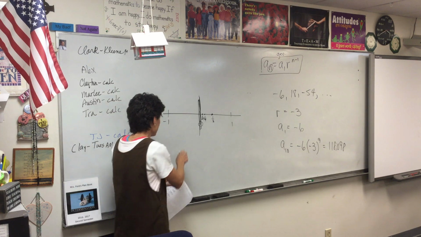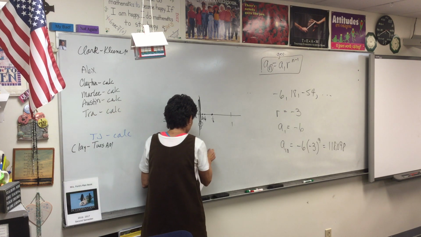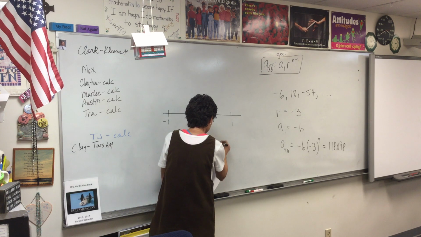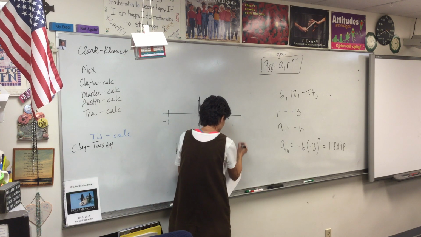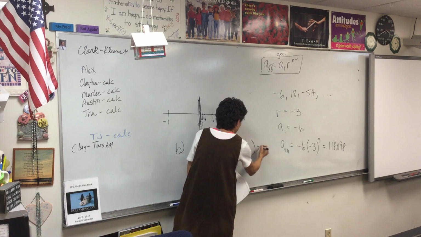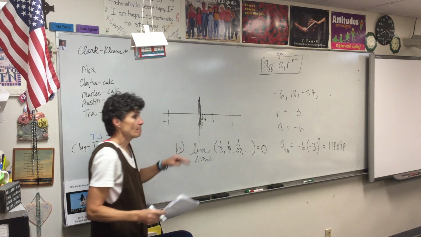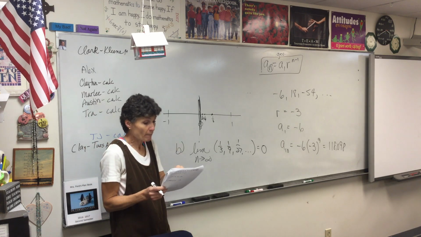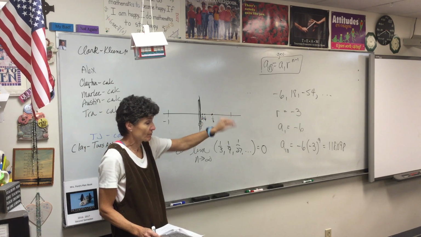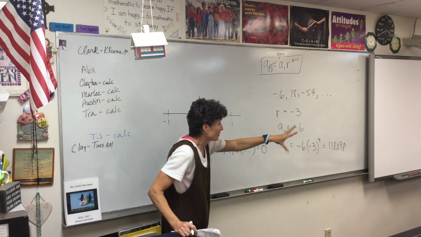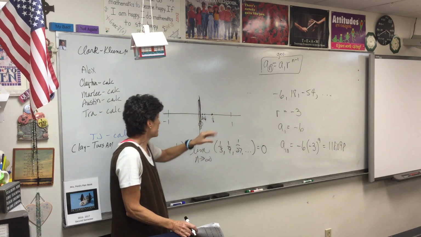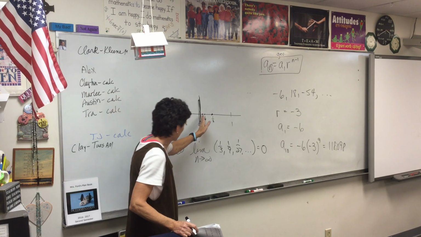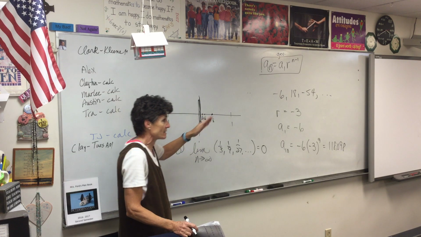So for B, the limit as n approaches infinity of this sequence is 0. The answer to B is 0. Because the terms, if you kept going in the pattern, would just keep getting smaller and smaller and smaller. But they're never going to go past 0. You're never going to have any negative ones. They're just going to get all squished up in that space.